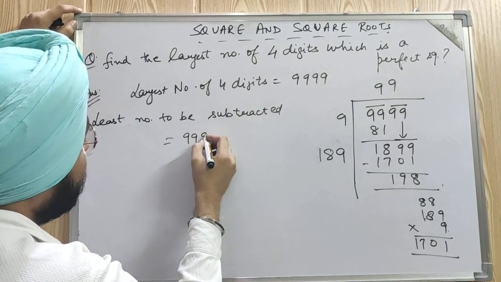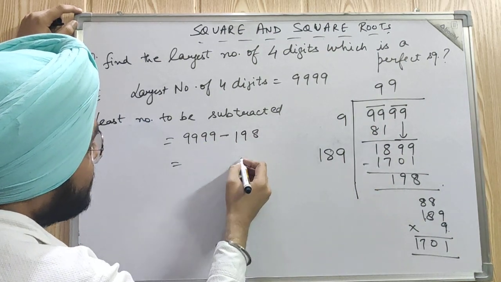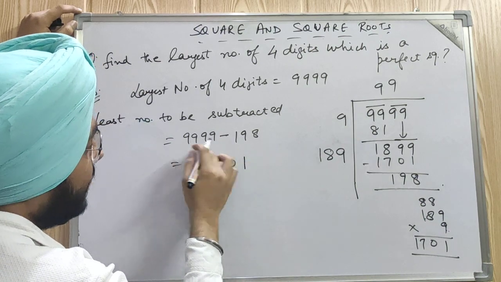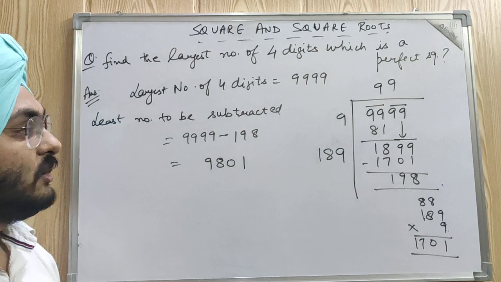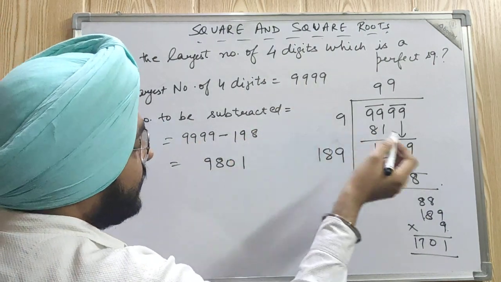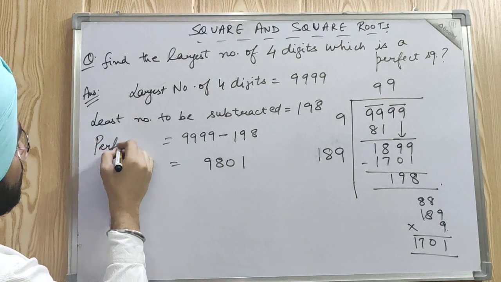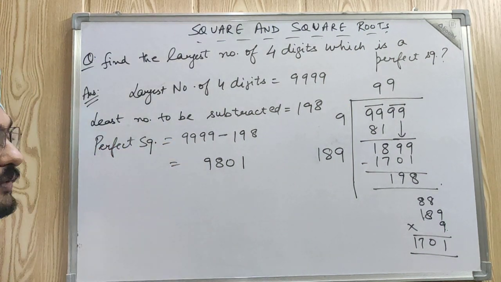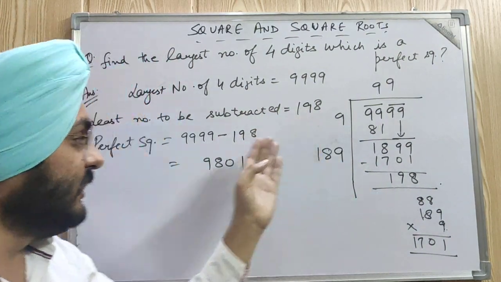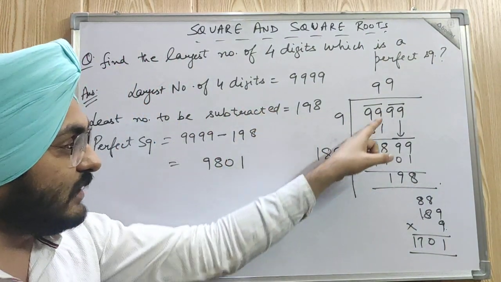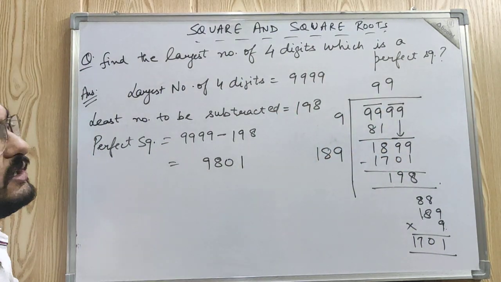So I'll write 9999 minus this 198. So 9 minus 8 will be 1, 9 minus 9 will be 0, and 9 minus 1 is 8. So I'll get 9801. Basically, the least number to be subtracted is the remainder, that is 198, and the perfect square is what we get on subtracting it. We have to subtract this 198 from this number. So this is your perfect square only.